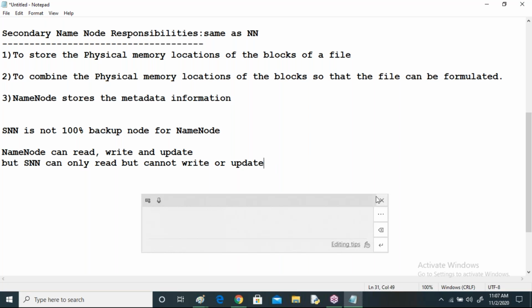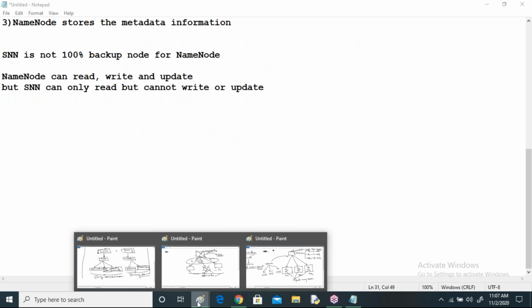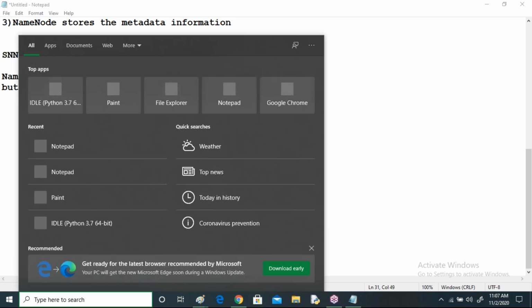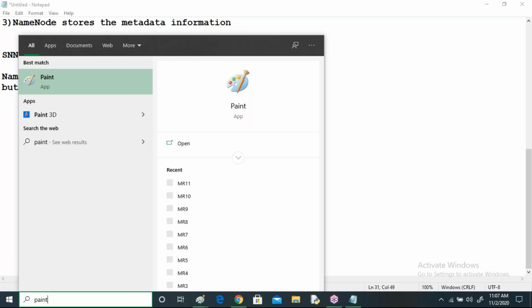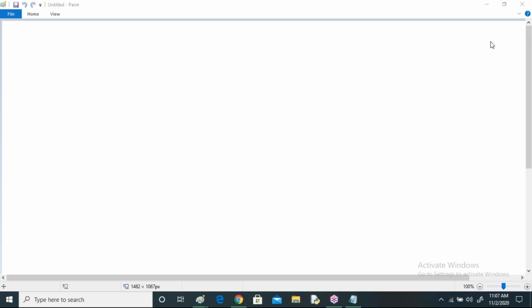Okay, observe this diagram once, everyone. If you want to understand internally what is happening within these nodes, name nodes, secondary name nodes, observe this. If I take this as a name node, first understand what is happening within this name node.